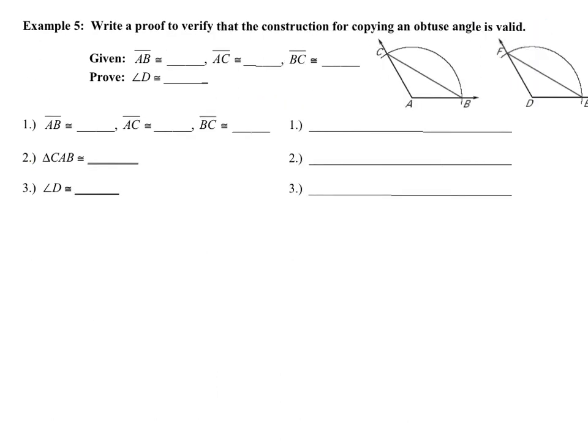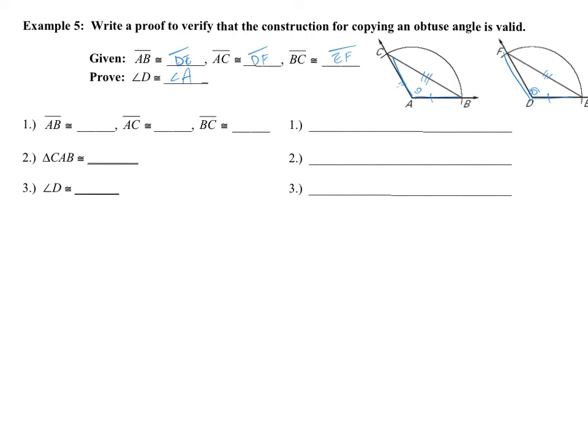Example 5. Write a proof to verify that the construction for copying an obtuse angle is valid. So given that AB is congruent to DE and AC is congruent to DF and BC is congruent to EF. And we want to prove that angle D is congruent to angle A.